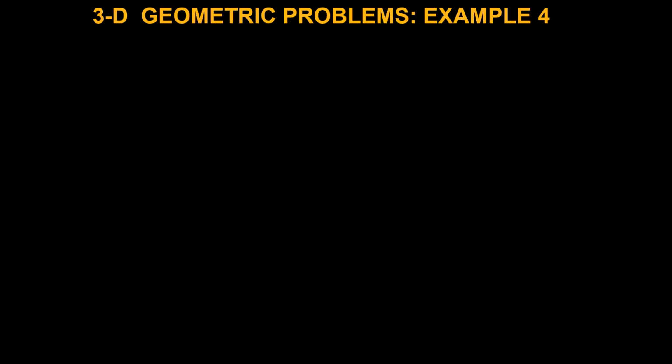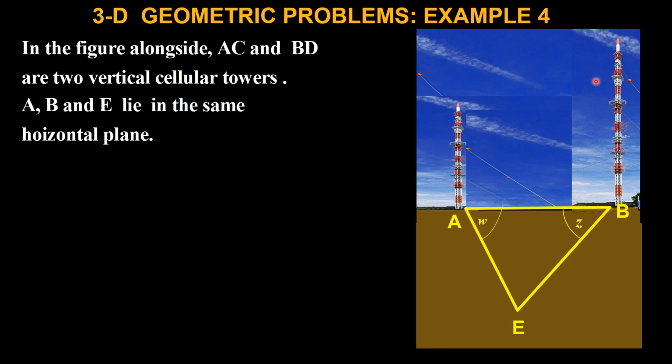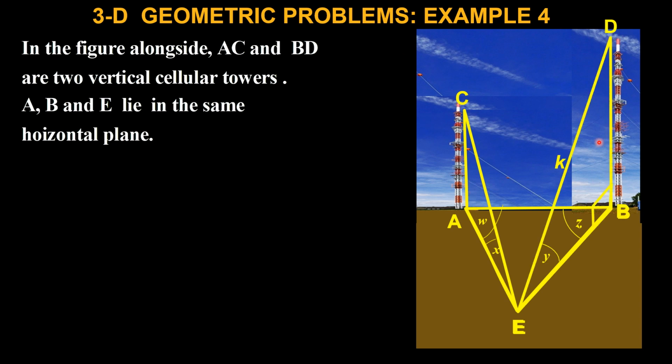Let's look at example number 4. There we have AC and BD, which are two vertical towers. You've seen these towers all around. There's a tower, and there's a much taller one. There's our two towers, AC and BD. And A, B, and E are points that lie on the horizontal plane. So there's our tower AC and our tower BD.